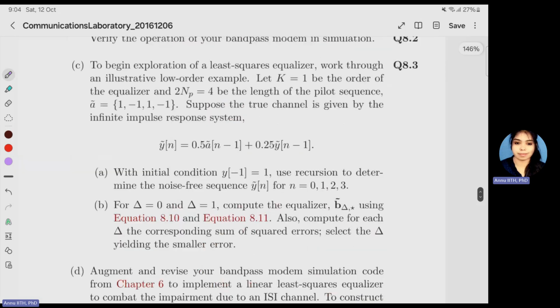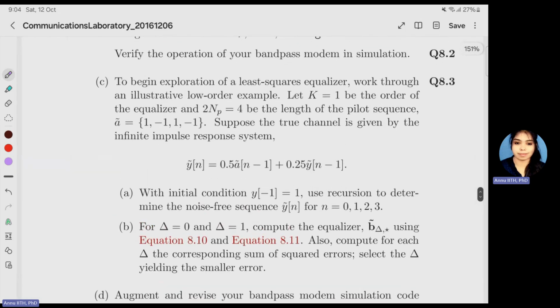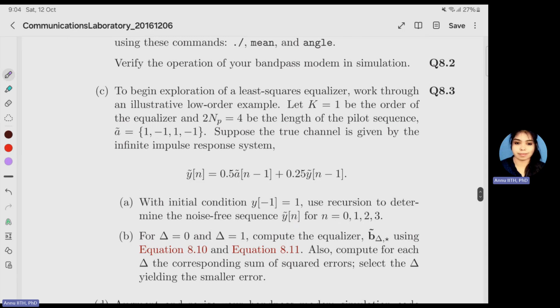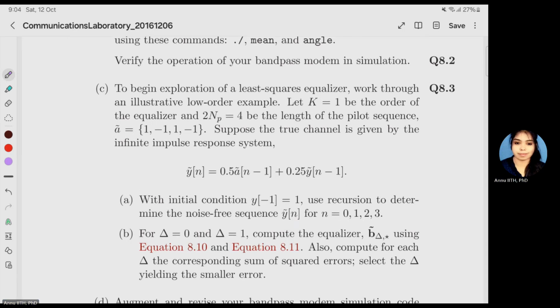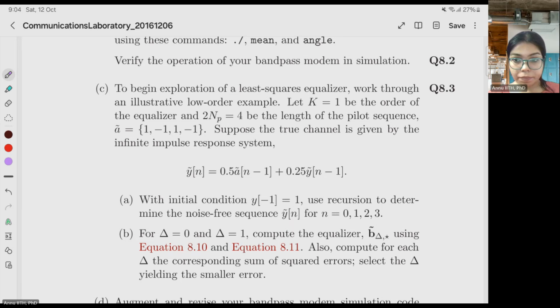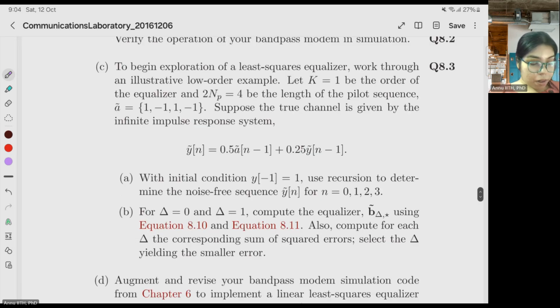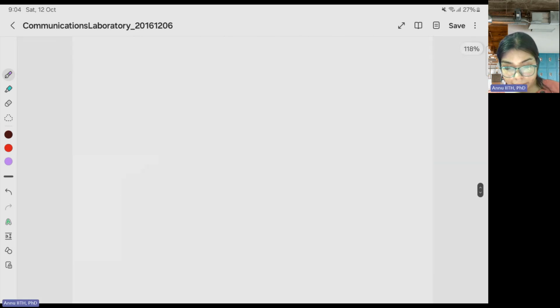Another thing I would like all of you to do is go through these questions. Okay, that's it for frequency selective fading.